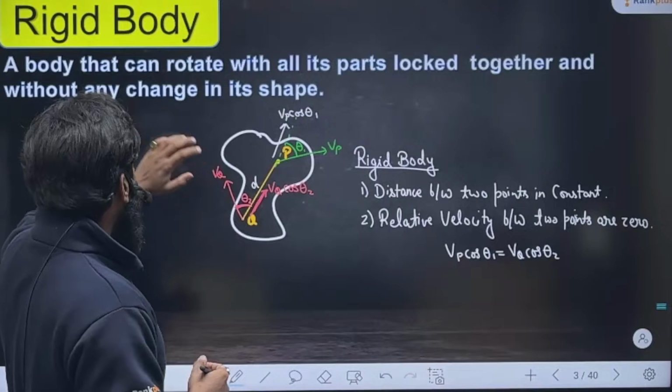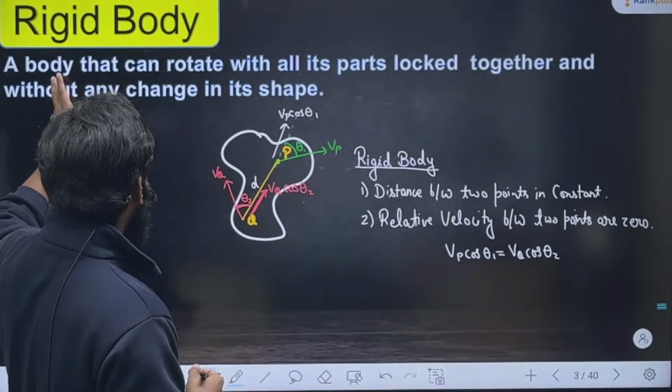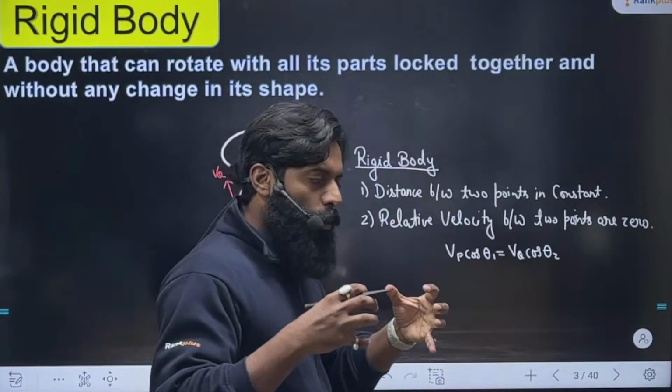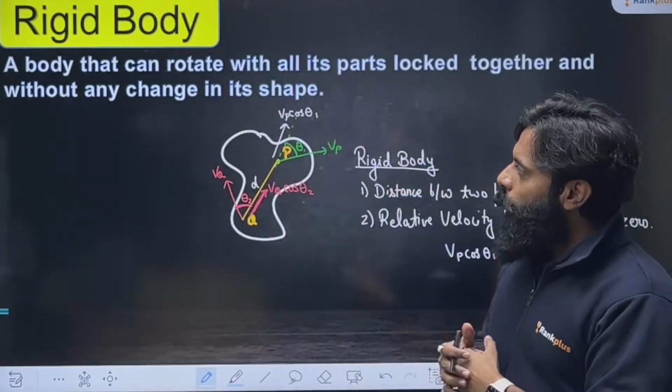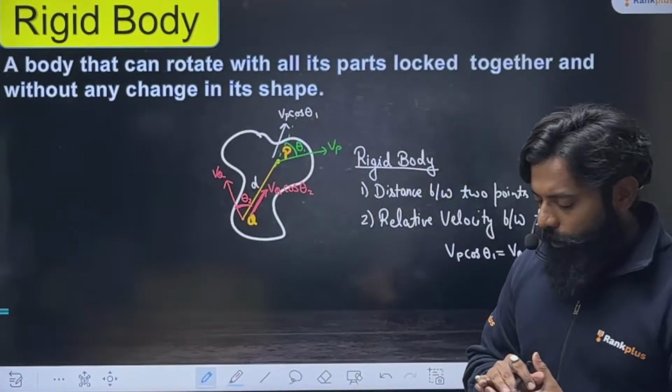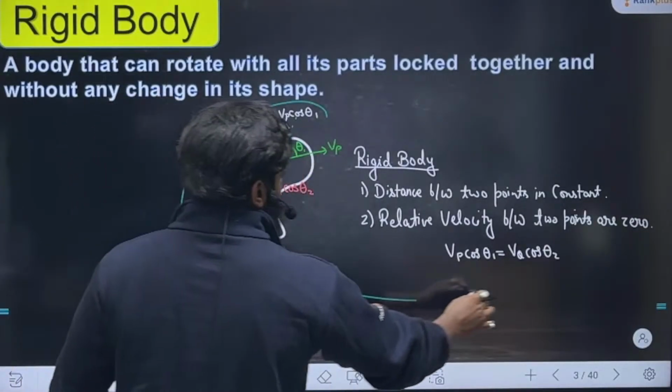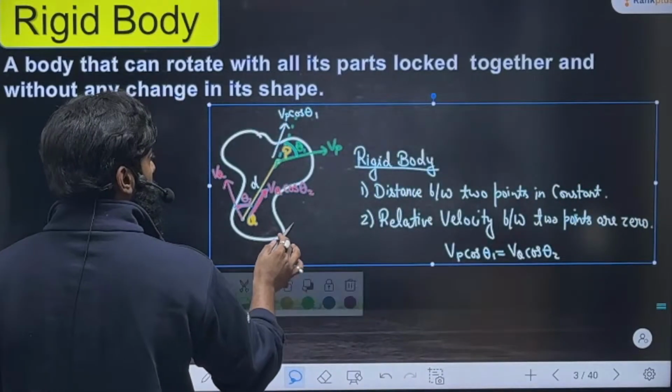Okay. And according to the definition, this says that a body can rotate with all its parts locked together and without any change in its shape. There will be no change in its shape. I hope that this thing is clear to you. Is this thing clear?